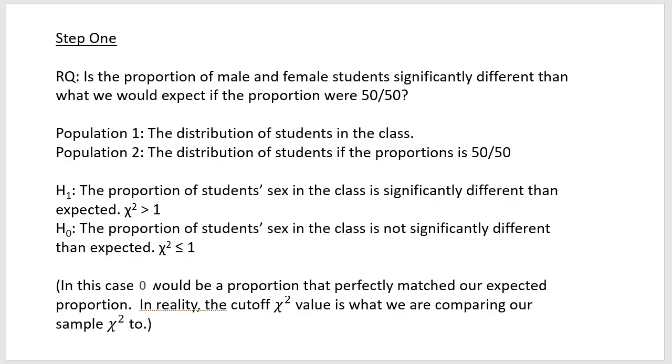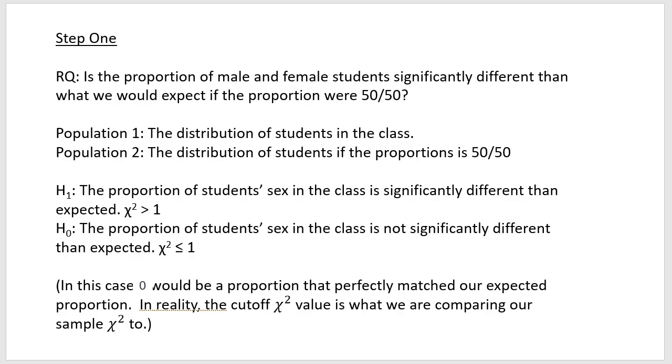So the research hypothesis is that the proportion of students' sex in the class is significantly different than expected, or that the chi-square value will be greater than 1. Because remember, if the proportions are the same, that means that you're going to have a chi-square statistic of 1. So we want to know if our proportion is significantly different, greater than 1, which means that we're looking for a chi-square statistic greater than 1. The null hypothesis is that the proportion of the student sex in the class is not significantly different than expected, or the chi-square value is less than or equal to 1.